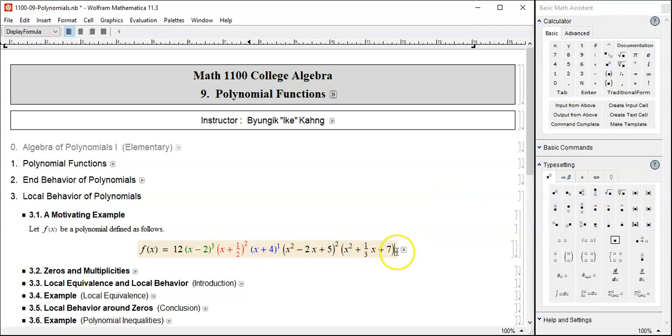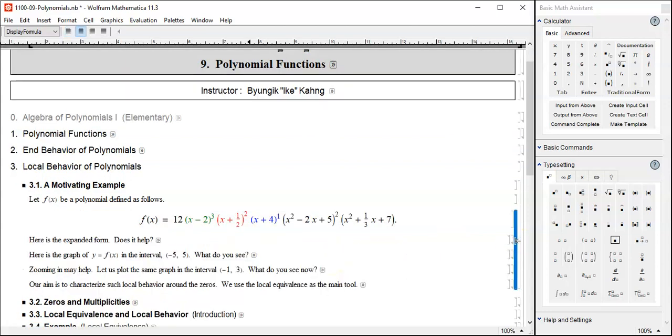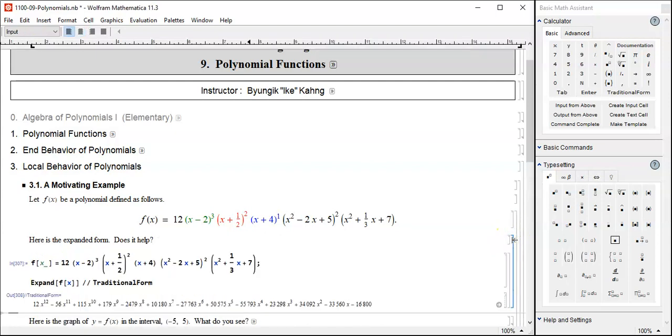How about the other factors? They don't do anything because they are quadratic irreducibles. So as far as the zeros are concerned, these really don't do anything there. Now, what if I expand this? Does it help? Not really, just way too complicated.